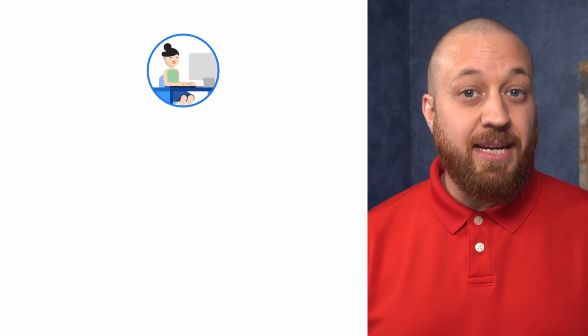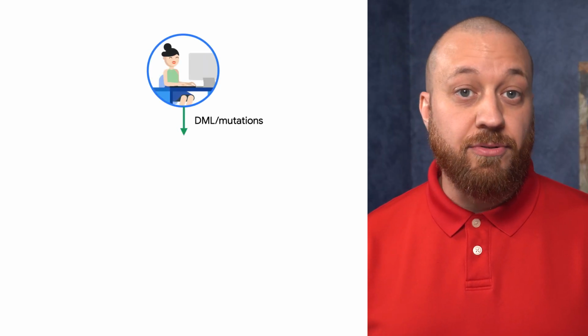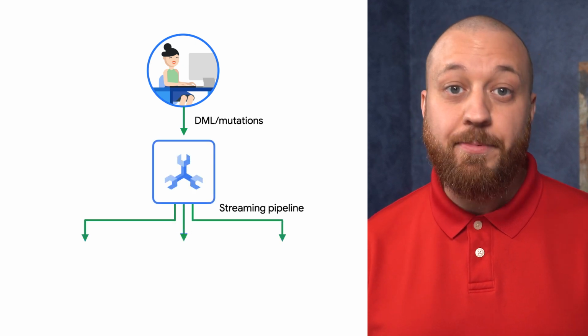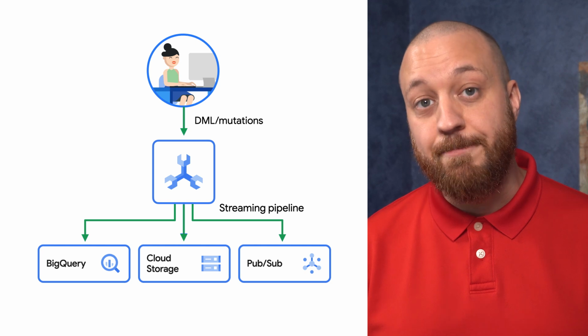So what are change streams? If you have ever heard of change data capture, or CDC, that's a good starting point for understanding change streams in Cloud Spanner. Change streams keep track of changes made to data through DML or Spanner mutations that can then be processed by pipelines to publish in a downstream system.